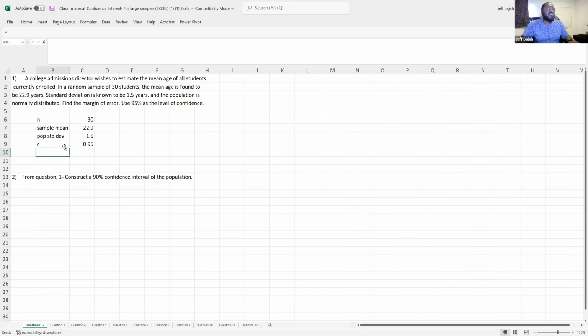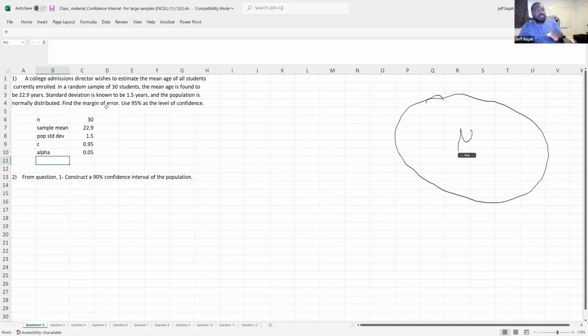If we know that the level of confidence is 0.95, we know that the alpha, the part we don't know, would be what? 0.05. So what we're now told to do is to find the margin of error. And if you remember what we said, when you want to find the population mean and you can't do that, what you do is you take a sample, which we've done, of 30 students, and we found the mean, or given the mean as 22.9.